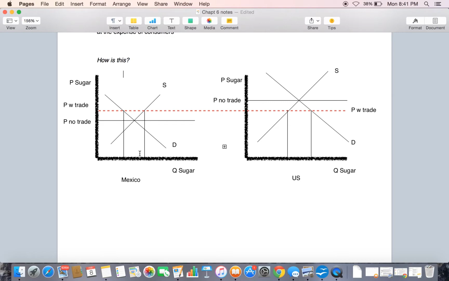And this area right here, the difference between the quantity supplied and the quantity demanded, will actually be available for export to the United States. At that lower price, you can see that the quantity demanded is greater than the quantity supplied.